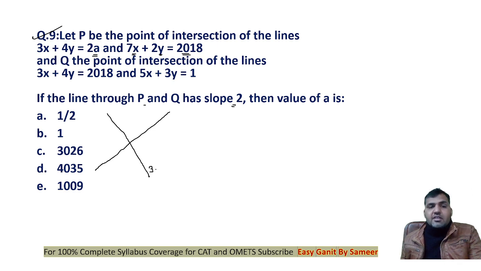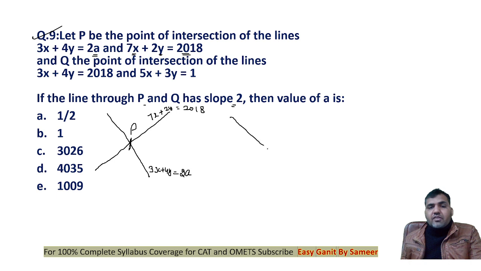One of the lines is 3x + 4y = 2a, where a is unknown here. Then we have 7x + 2y = 2018. Now P is the point of intersection of these two lines. This is the point P here.